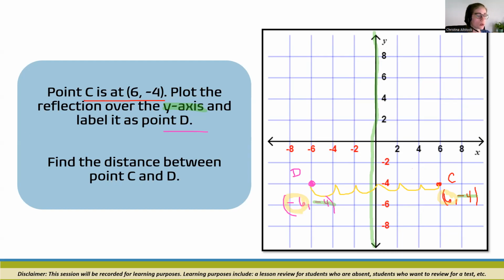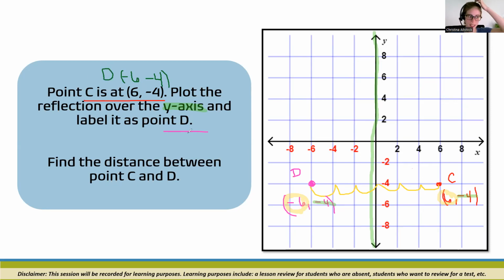over the x or the y-axis, there's a rule that you can use. So specifically for this one, if it's reflected over the y-axis, then your y value stays the same and your x value has the opposite sign. So if you wanted to solve this without a graph and you notice that your point is 6, -4 and it's reflected across the y-axis, that would tell you that the y value stays the same and the x value becomes the opposite. So that +6 becomes a -6.